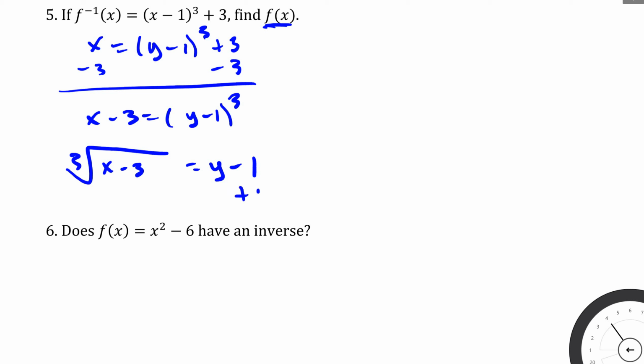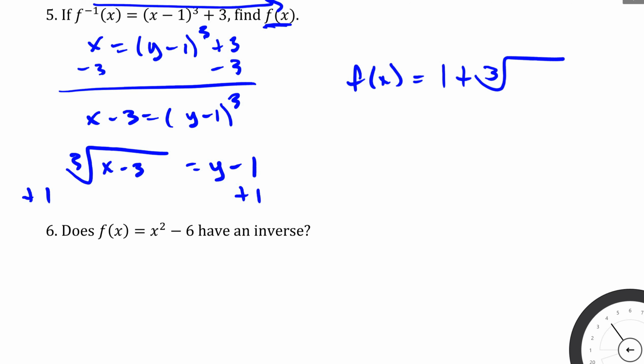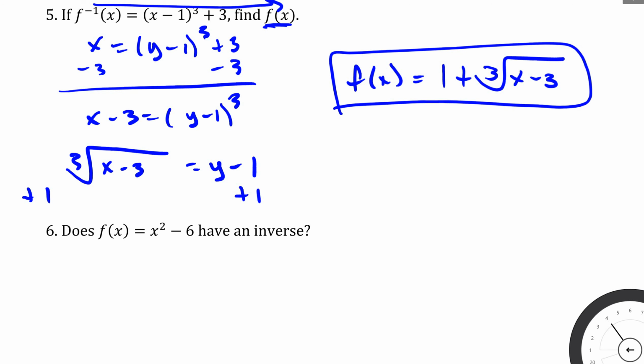Last thing we have to do is add this 1 to the other side. I always like to put it in front of the radical just so it doesn't get confused what's underneath, what's not. So then our final answer would be f of x. Notice I'm using f of x, not f negative 1 of x, because we're trying to go from the inverse back to the original, equals 1 plus the cube root of x minus 3. That would be a perfectly acceptable answer. Now the alternate answer here, just because we know that that can always happen, would be f of x equals 1 plus x minus 3 to the 1/3 power. Those two things mean the same thing.